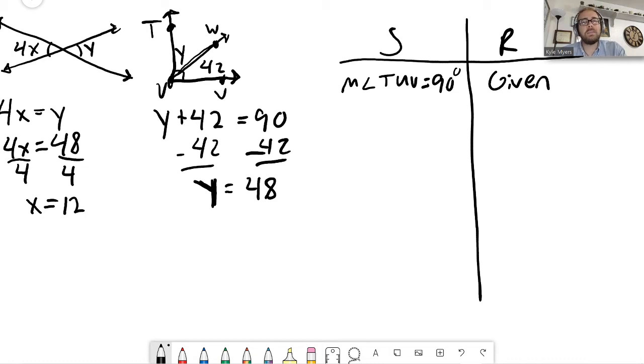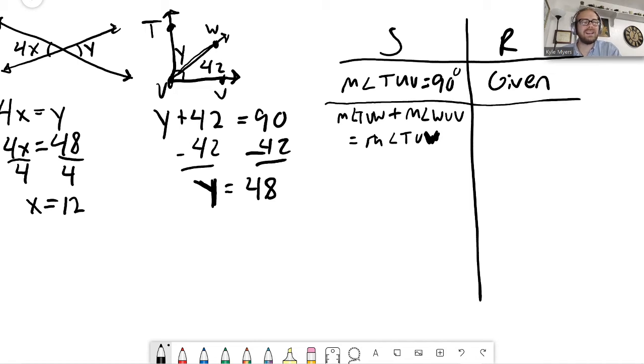So given measure of angle TUV is 90 degrees, we can now say that, basically you just follow your work. So measure of angle TUW plus measure of angle WUV equals the measure of angle TUV. And notice I didn't say 90 yet. You could maybe get away with doing that, but you're kind of skipping a step.